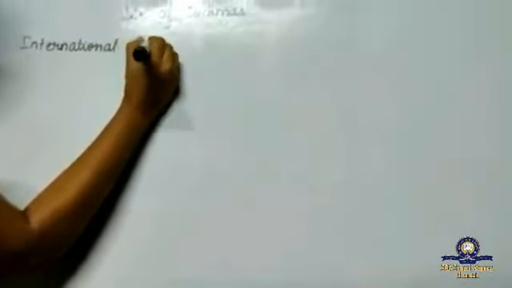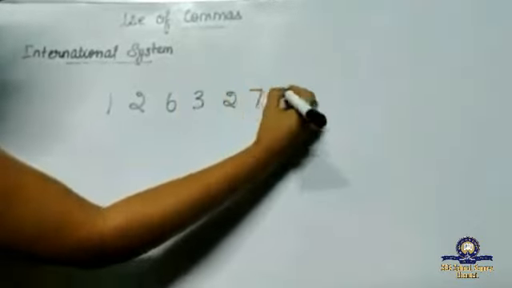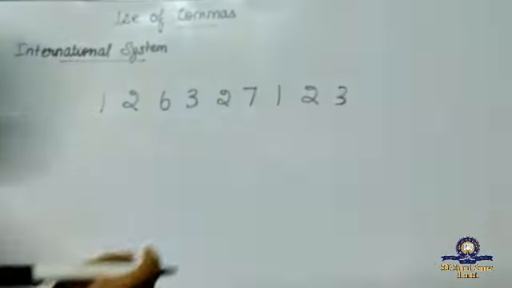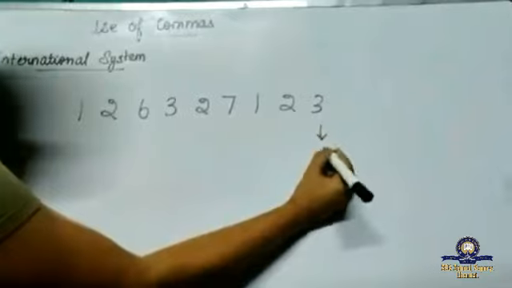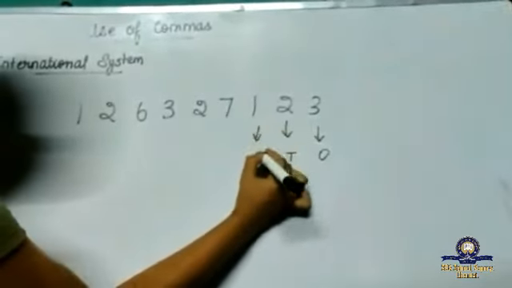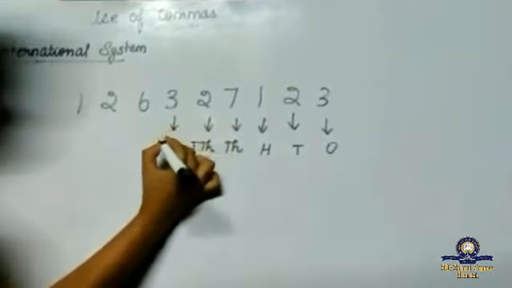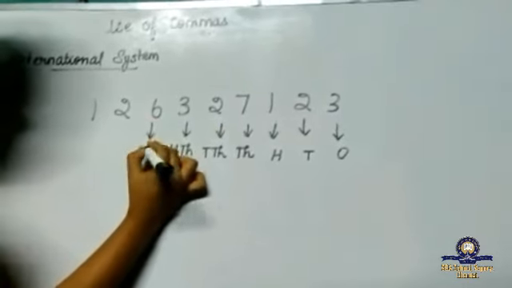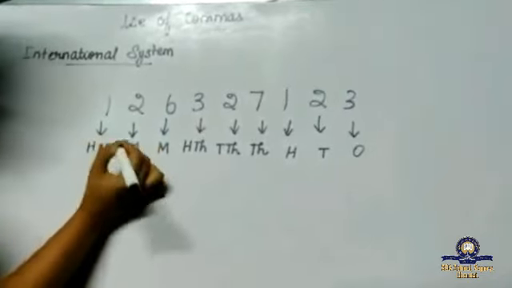Next, we'll move on to the international system. So I'll write the same number 1 2 6 3 2 7 1 2 3. Students, can you all just recall the place values in the international system? This is the ones place, tens place, hundreds place, thousands place, 10,000s place, 100,000s place, millions place, 10 millions place, and 100 millions place.